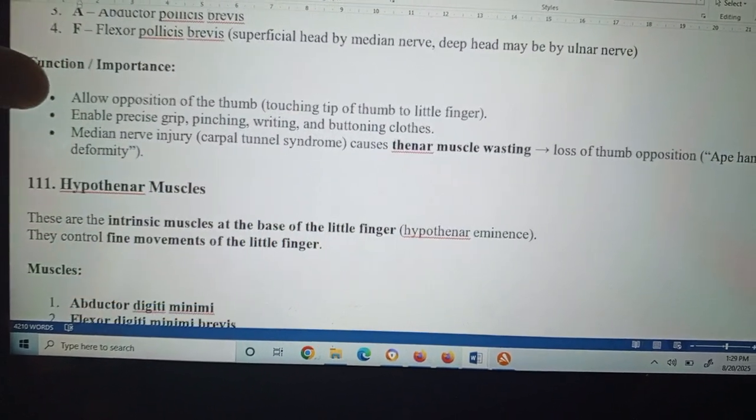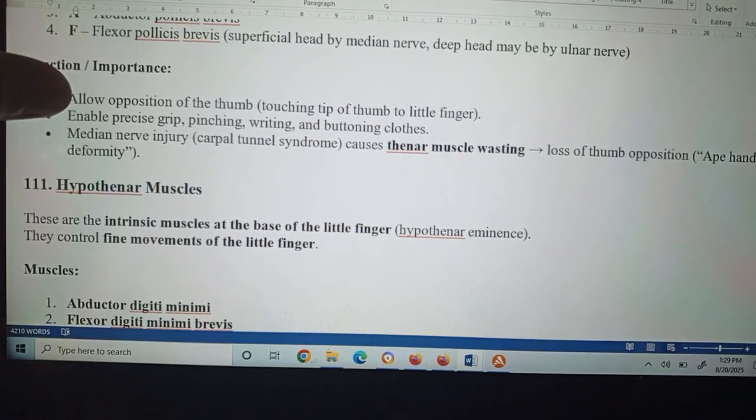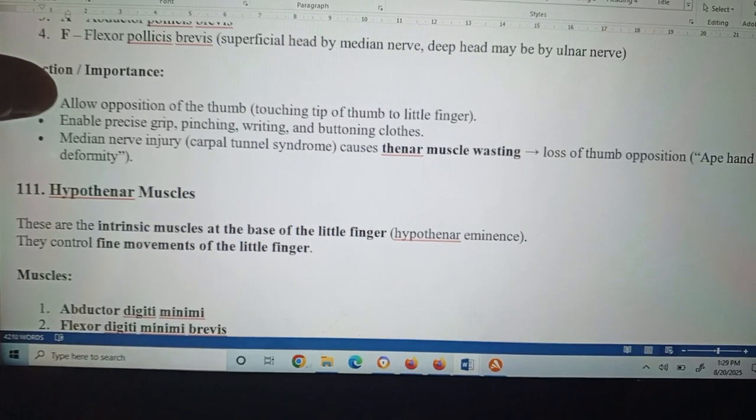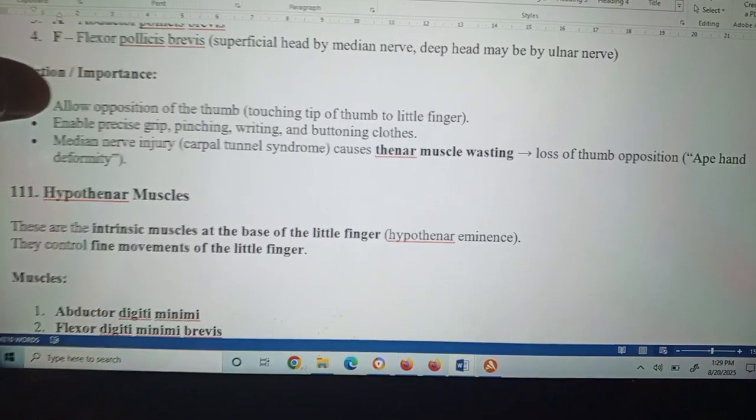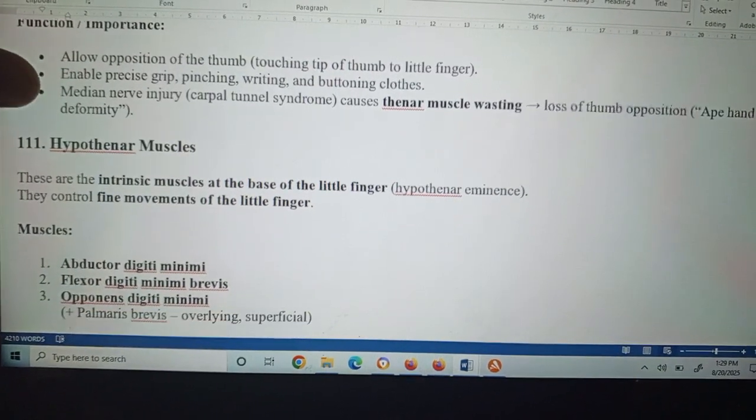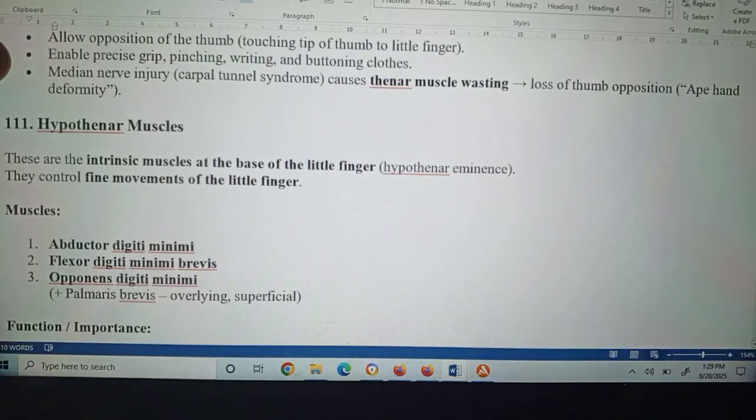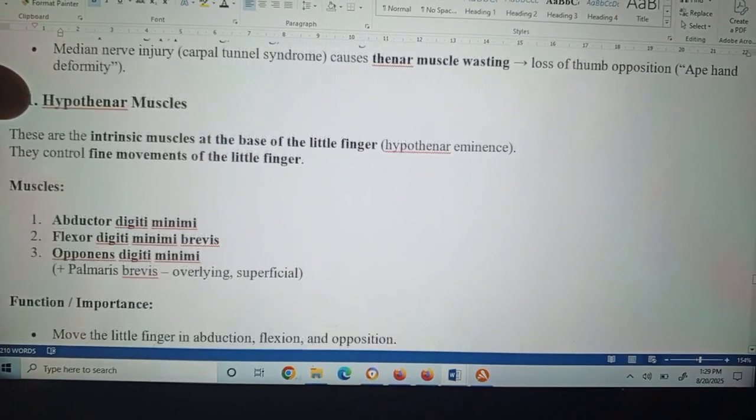Its function is to allow opposition of the thumb, touching the tip of the thumb to the little finger, and enable precise grip, pinching, writing, and buttoning clothes. Median nerve injury, such as carpal tunnel syndrome, causes thenar muscle wasting, loss of thumb opposition, and ape hand deformity.